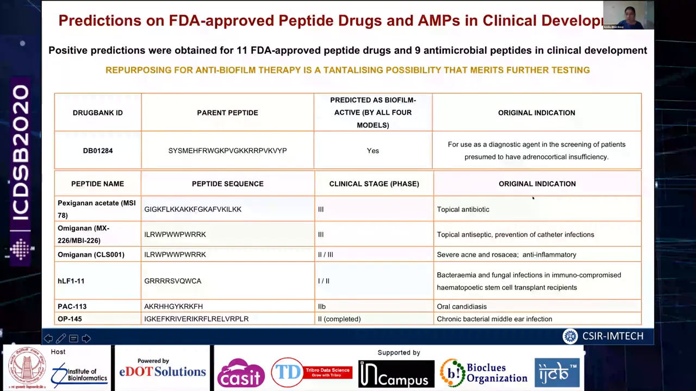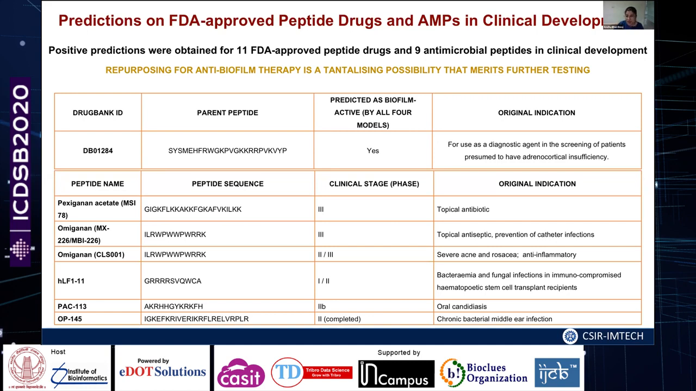And in order to make our application more relevant, we took 11 FDA-approved peptide drugs and 9 antimicrobial peptides in clinical trials, and based on that, we made a prediction. Since we have 6 models, these are all the predictions coming from at least 4 of them. So the point is that there are multiple models which are saying that this has an antibiotic property.